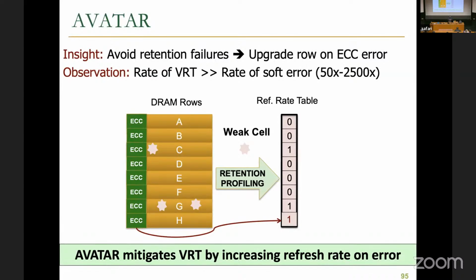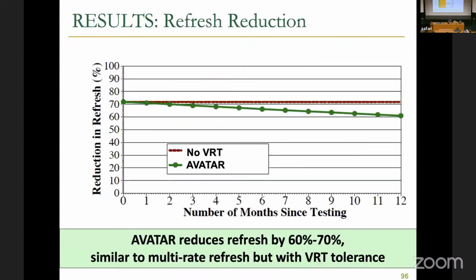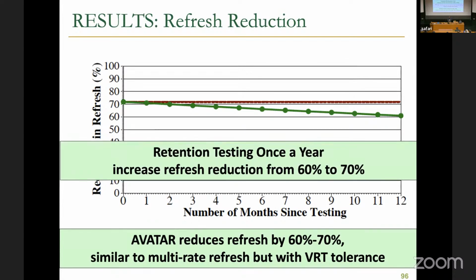Avatar mitigates VRT by increasing the refresh rate when an error happens and ECC corrects it. It requires scrubbing the rows around every 15 minutes, which is quite a large time window if you compare it to the refresh windows. By doing that, Avatar can reduce the number of refresh operations quite significantly. It requires testing once a year to increase refresh reduction from 60% to 70%.